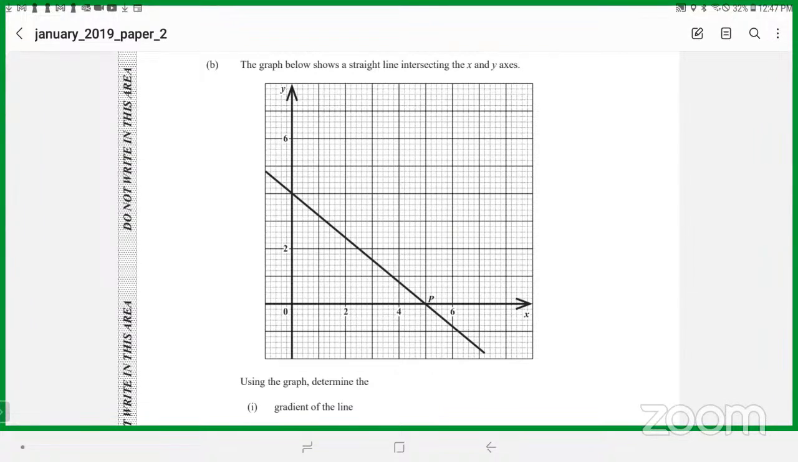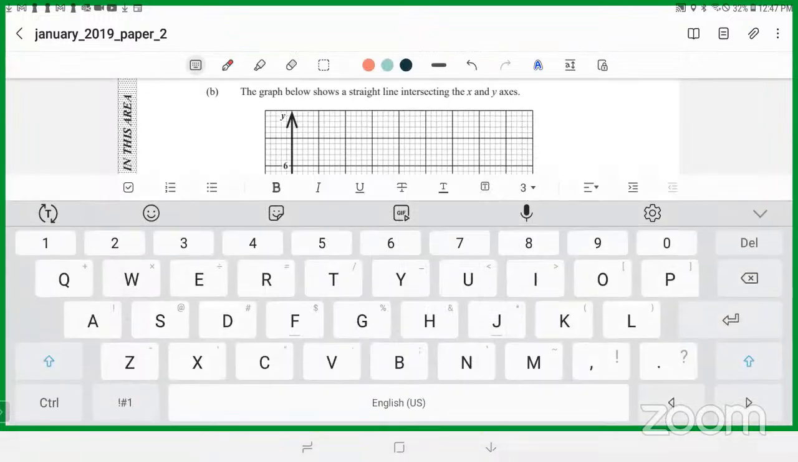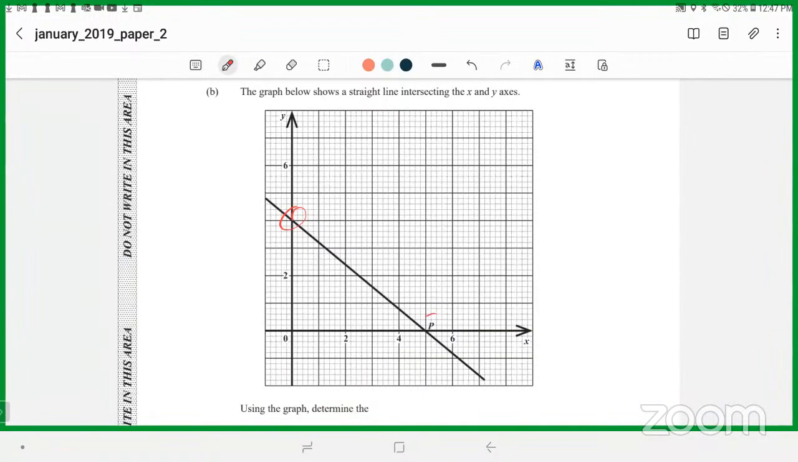The question says, the diagram below shows a straight line intersecting the x and y axis. So you can see that that's a straight line. This is the y-axis intercept, that's the x-axis intercept. This one down here I call P. Let's count it off: 1, 2, 3, 4, 5. Down here, 1, 2, 3, 5. So this y-axis intercept clearly is (0, 4). So c is equal to 4 on this line.